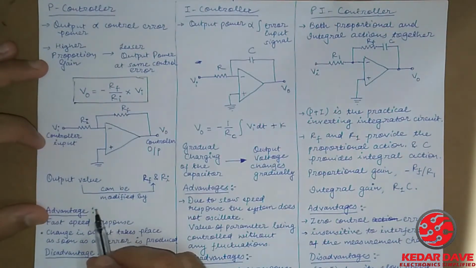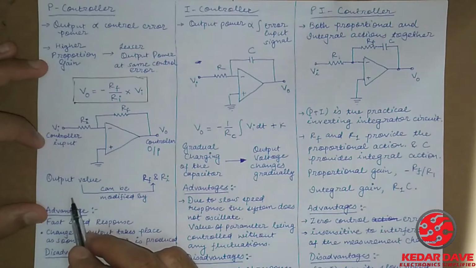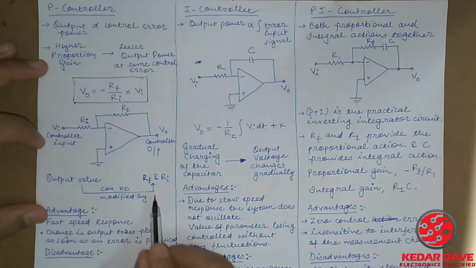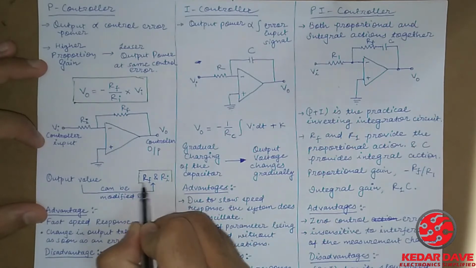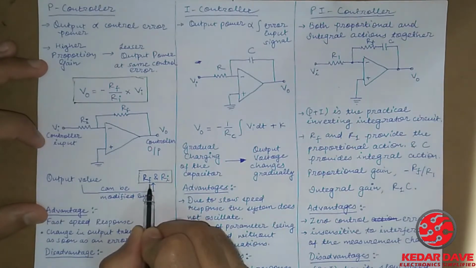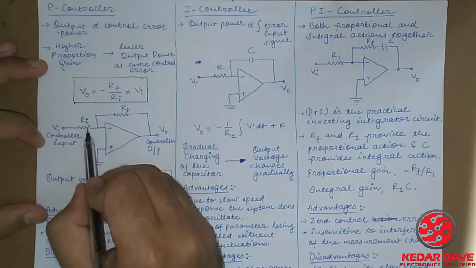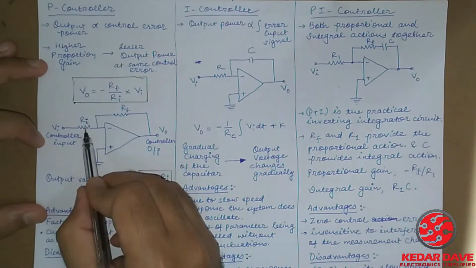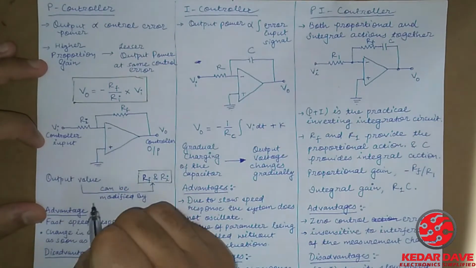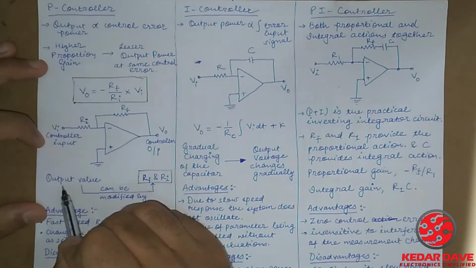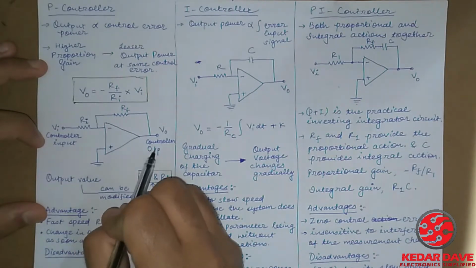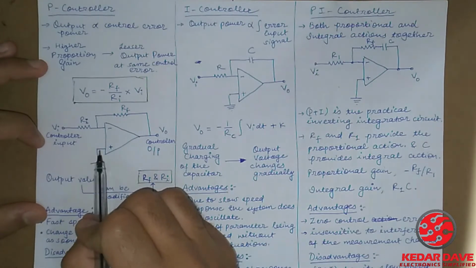Now further, if we want to modify the output values, it can be modified by varying RF and RI, the value of the feedback resistance and the value of the RI resistance. This way you can change the output value of this particular P controller.